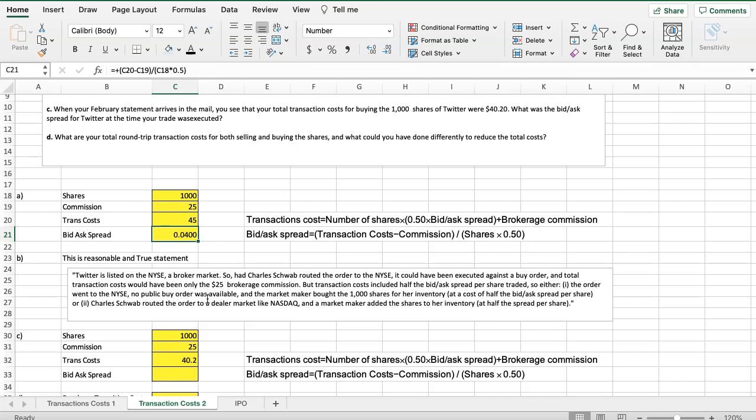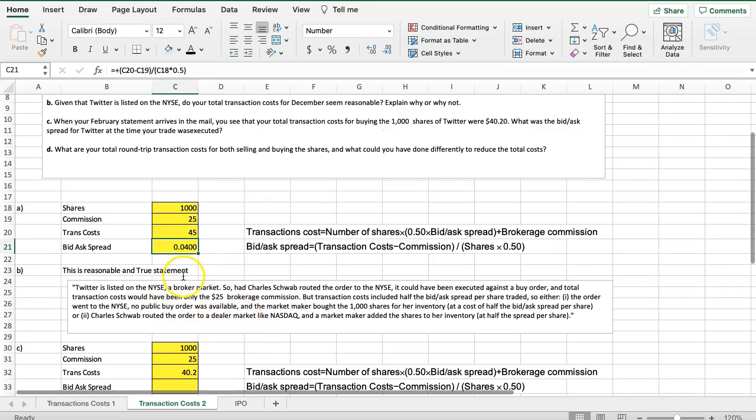and the market maker added the shares to the inventory at half the spread. So basically, the way the brokerage and the market maker are working together, they're going to split the cost of the bid-ask spread because they're sharing that revenue. And again, this is a business-to-business transaction in the market. It's a little bit different than your personal account, but that would be a true statement.